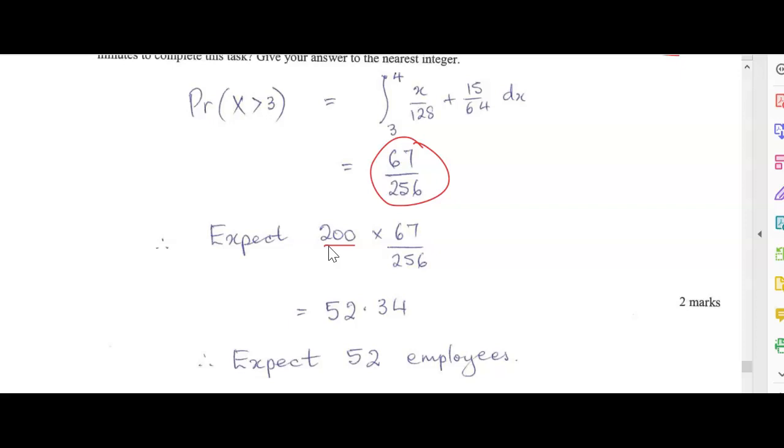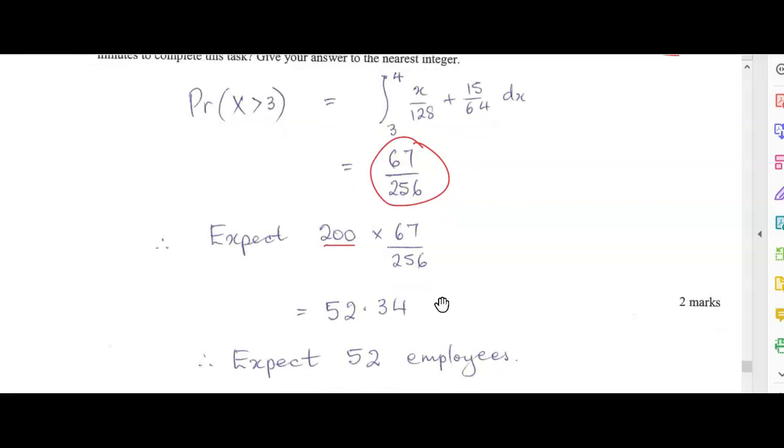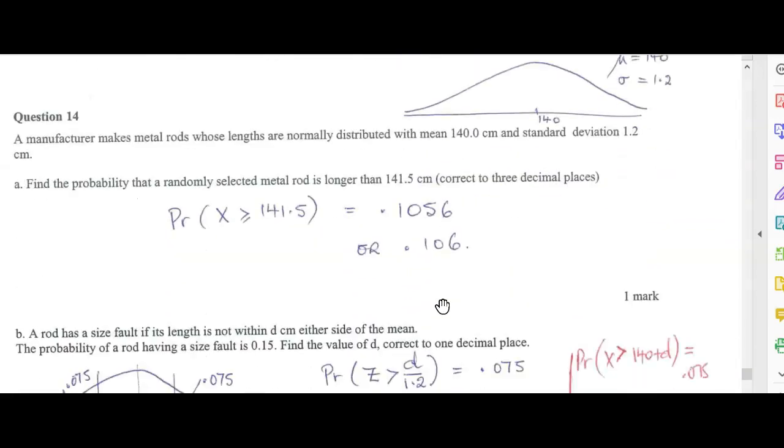If there was 1,000, you multiply it by 1,000. We get 52.34. Obviously, we can't have 0.34 of a person. So you would expect 52 employees. Because we're looking at probability as a continuous random variable, the rounding doesn't matter. Unless it was, no, so we should, more than, yeah. So roughly 52. So I think that's fine to round to 52.